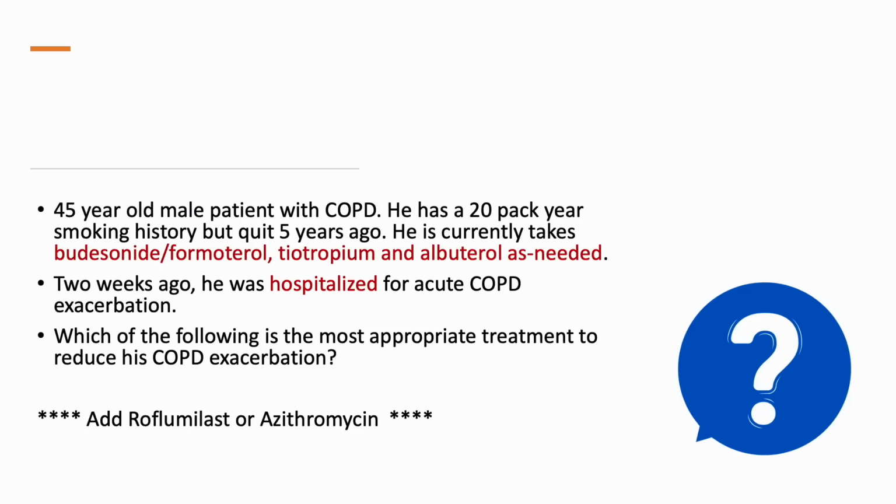A 45-year-old male patient with COPD has a 20-pack-year smoking history, but quit 5 years ago. He currently takes budesonide plus formoterol and tiotropium and albuterol as needed. So he is on an inhaled steroid, a beta-2 agonist, and a LAMA and a SABA as needed. 2 weeks ago, he was hospitalized for acute COPD exacerbation. Which of the following is the most appropriate add-on to reduce his COPD exacerbation? You can either add roflumilast or add azithromycin.